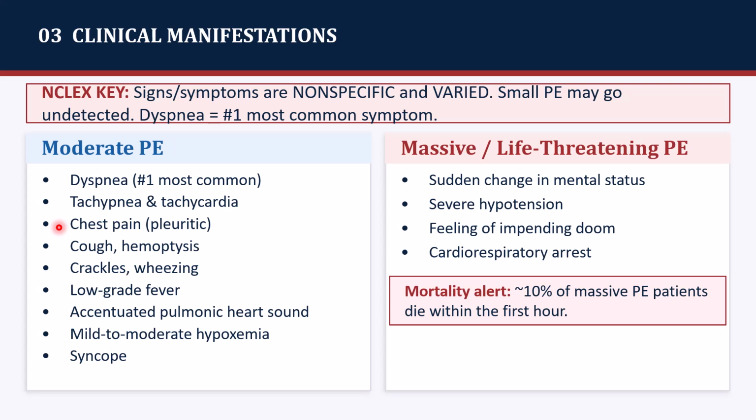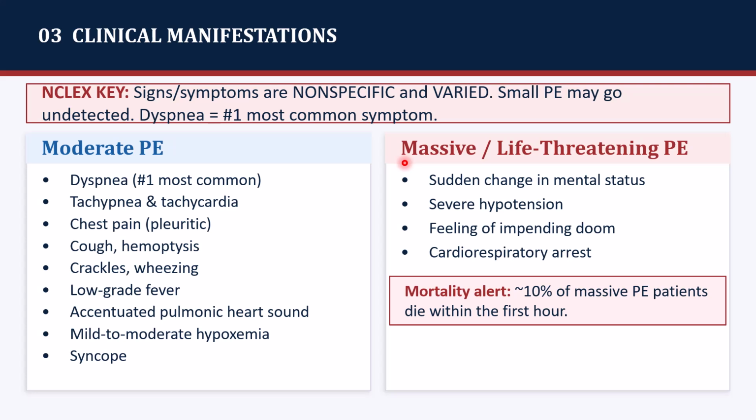Pleuritic chest pain, that sharp pain that gets worse with breathing, cough and hemoptysis, which is coughing up blood. You may hear crackles and wheezing on auscultation. The patient might have low-grade fever, an accentuated pulmonary heart sound, mild to moderate hypoxia, and probably syncope, that is fainting.